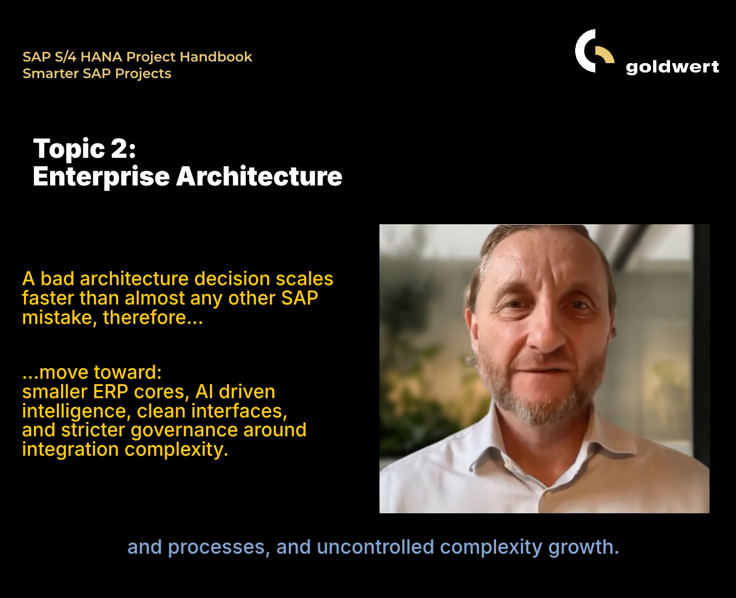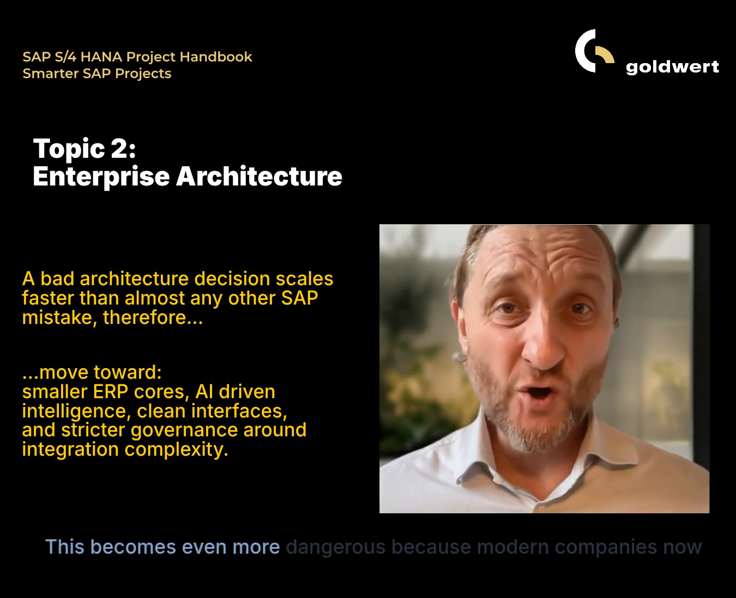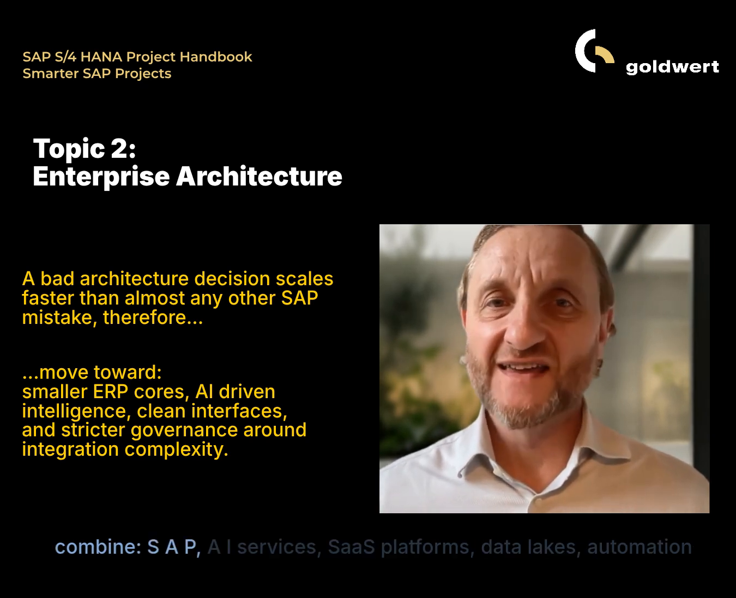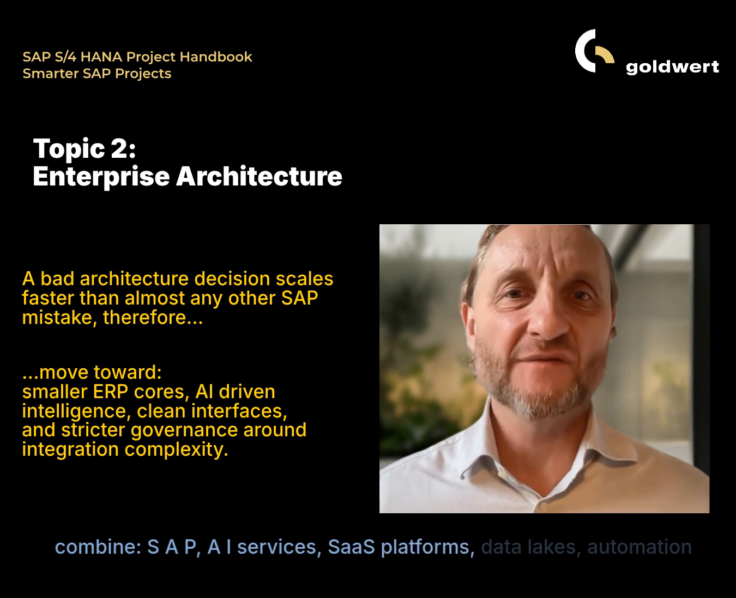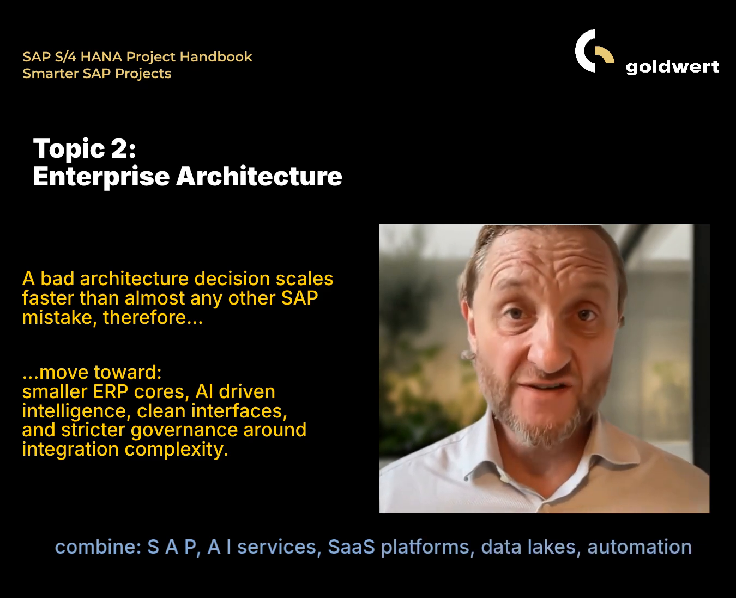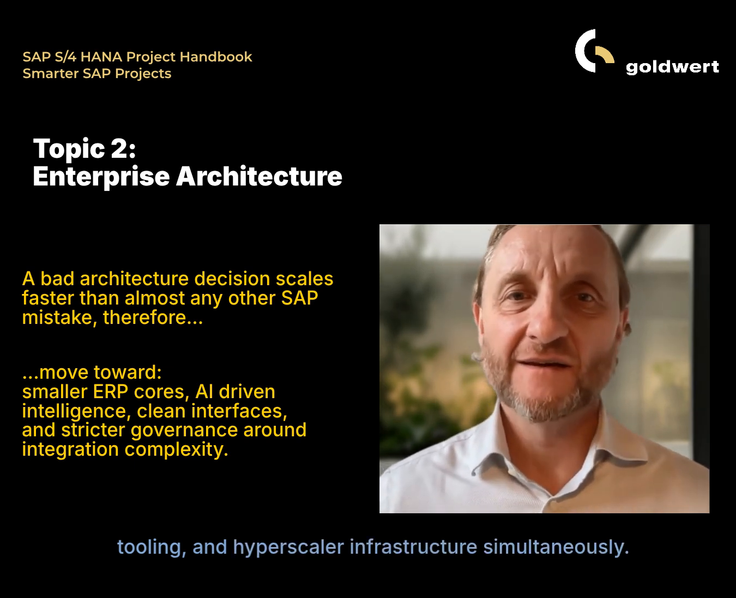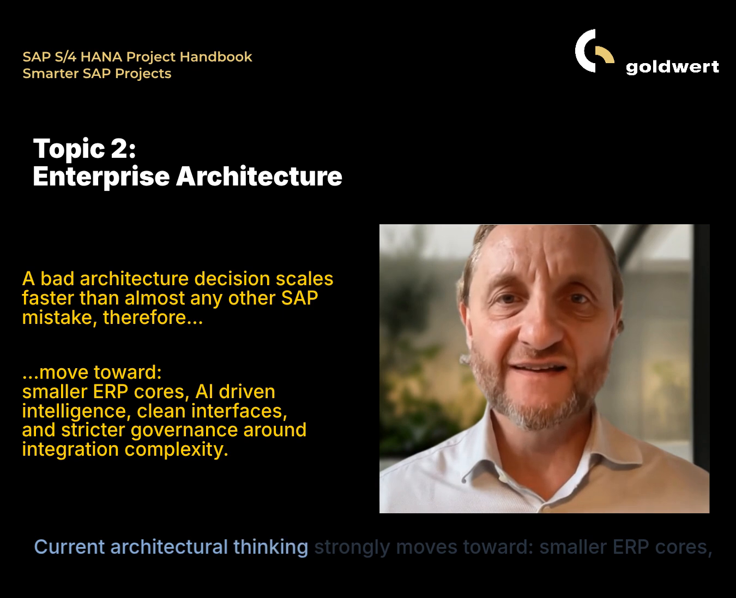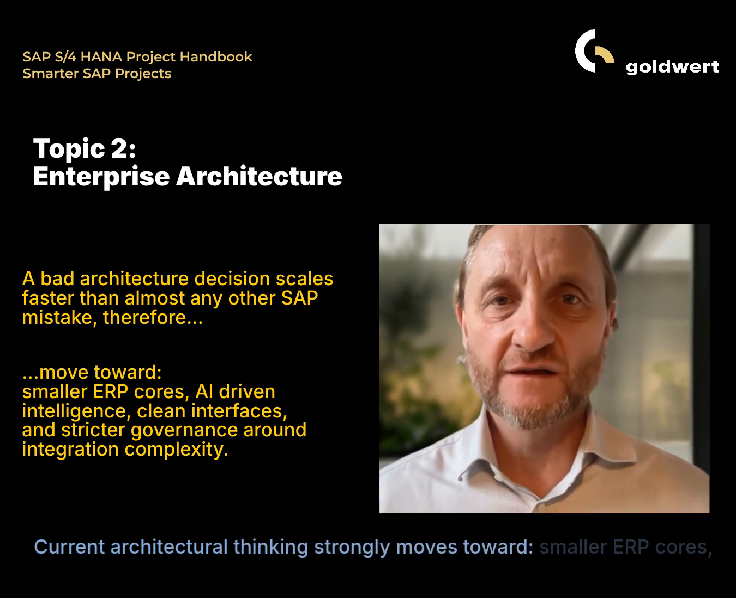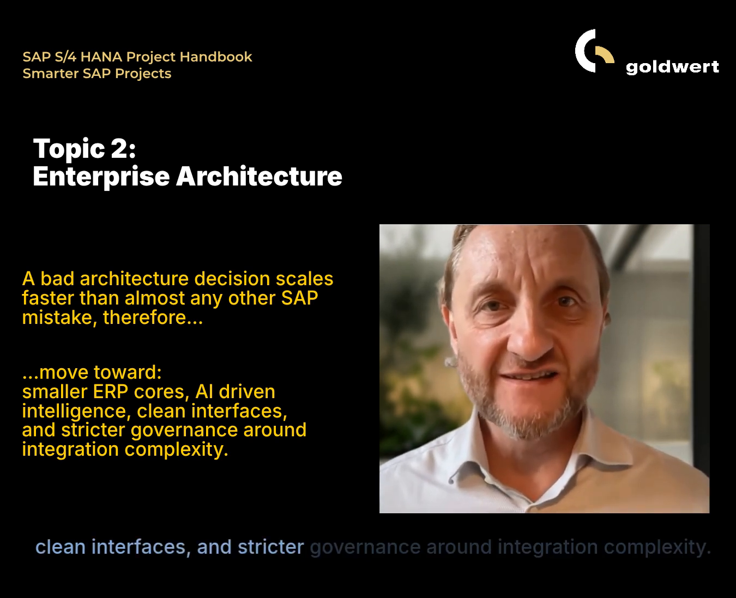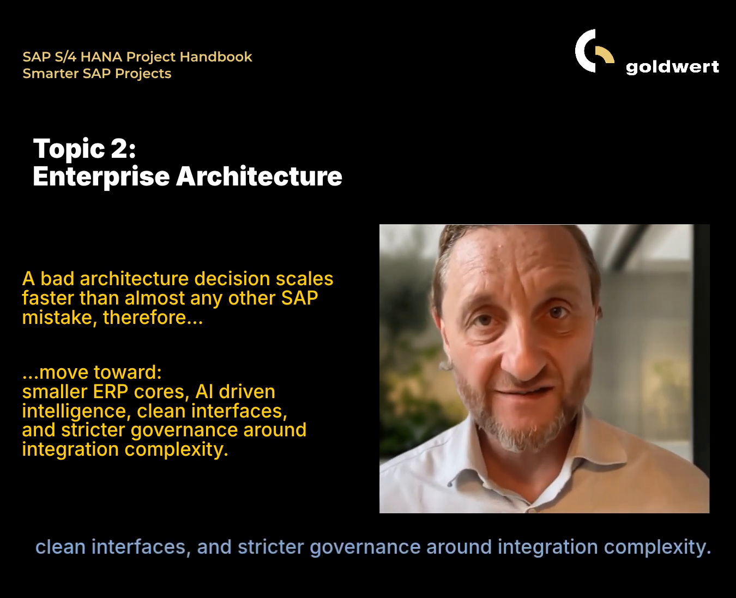complexity growth. This becomes even more dangerous because modern companies now combine SAP AI services, SaaS platforms, data lakes, automation tooling, and hyperscaler infrastructure simultaneously. Current architectural thinking strongly moves toward smaller ERP cores, clean interfaces, and stricter governance around integration complexity.